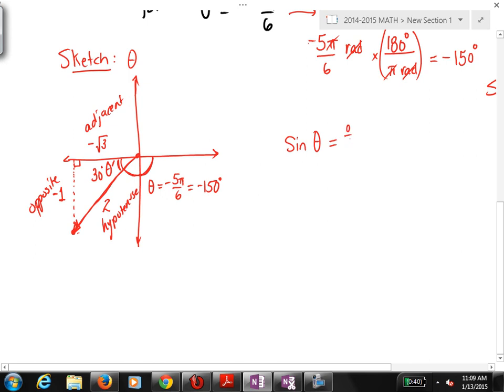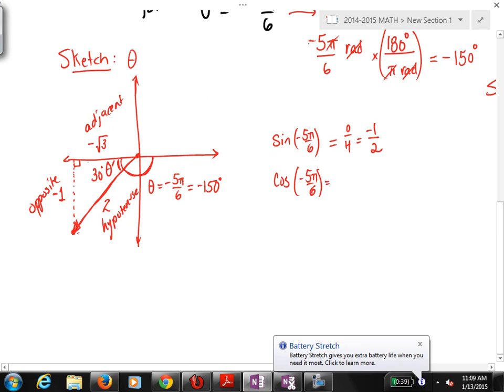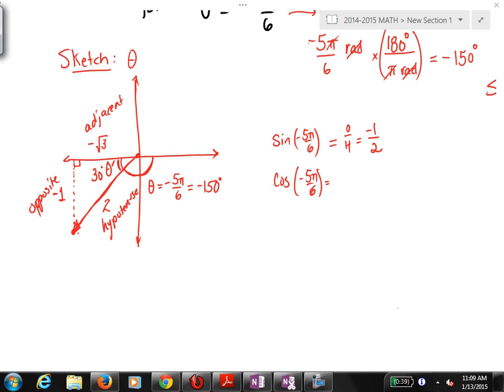Now sine is opposite over hypotenuse. The opposite is going to be negative 1 over 2. While we are finding theta, and theta is negative 5 pi over 6, I could have put: sine of negative 5 pi over 6 is equal to negative 1 half. Cosine of negative 5 pi over 6: I use the reference angle sketch. Cosine is adjacent over hypotenuse. Adjacent here is negative square root of 3, and the hypotenuse is 2.